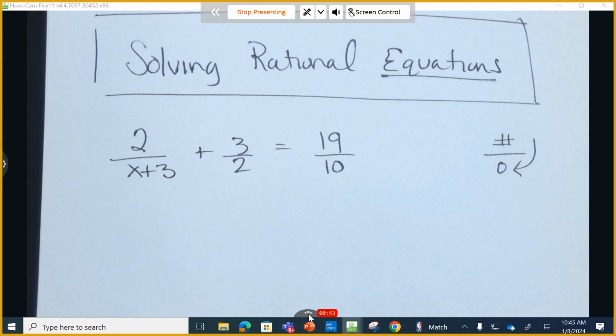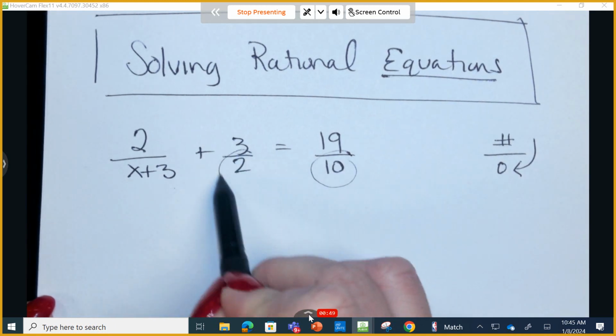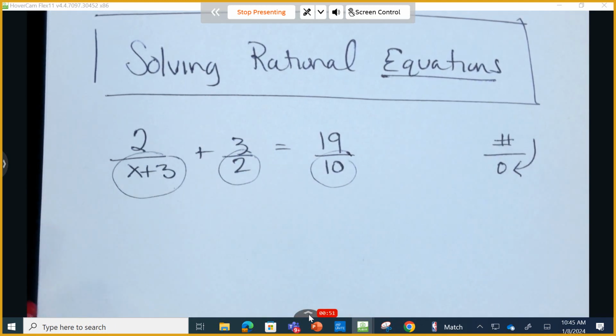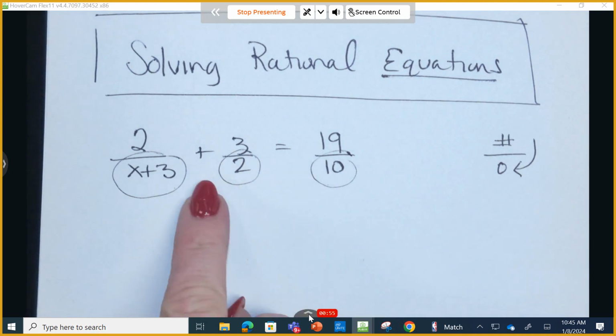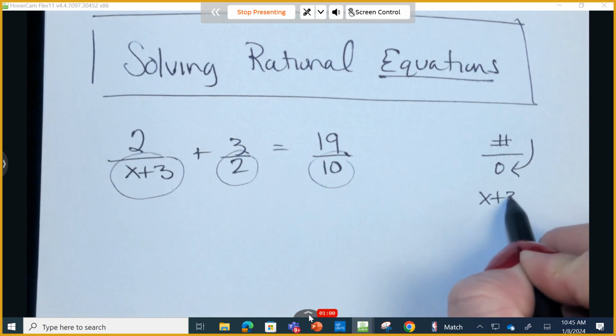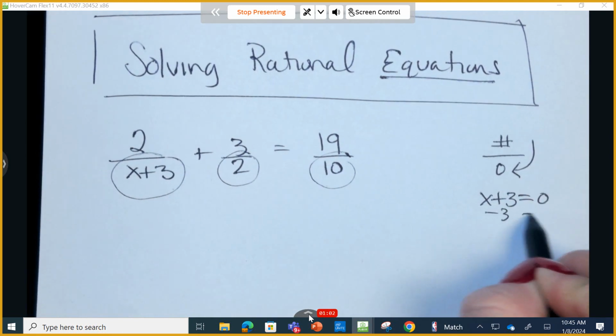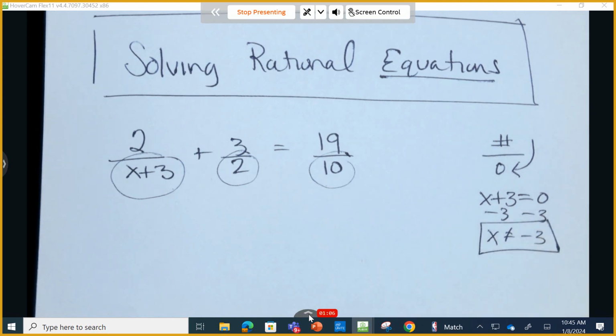The very first thing I'm going to do is identify what x cannot be. So I'm going to look at the denominators of all three terms. If the denominator does not have a variable, I get to ignore it. So I ignore that one, but this has a variable in the denominator. So I'm going to set it equal to 0, and I'm going to solve. What this does is identify what x cannot be.